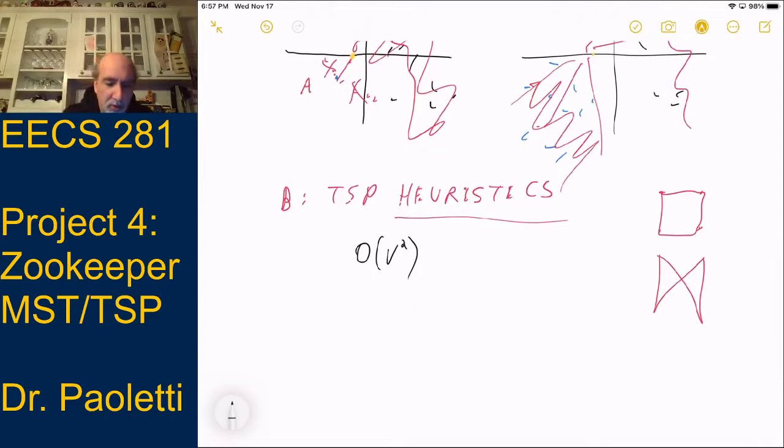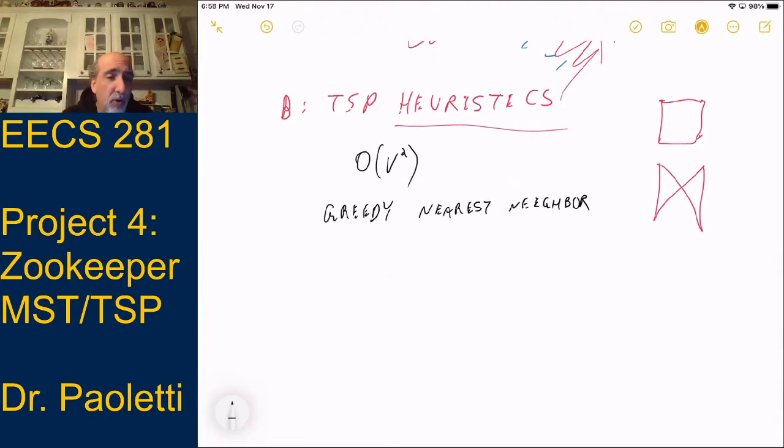Okay, so the simplest one, and all of the TSP heuristics are going to be greedy in some way or another. The simplest one is called greedy nearest neighbor. Greedy nearest neighbor basically says, pick a starting point. How do we pick a starting point? Turns out B and C have a requirement. You must start at vertex 0. The vertex names are the order you read them in from the input file. So wherever it is, vertex 0 is the first one you read in. So you've got to start your cycle at vertex 0.